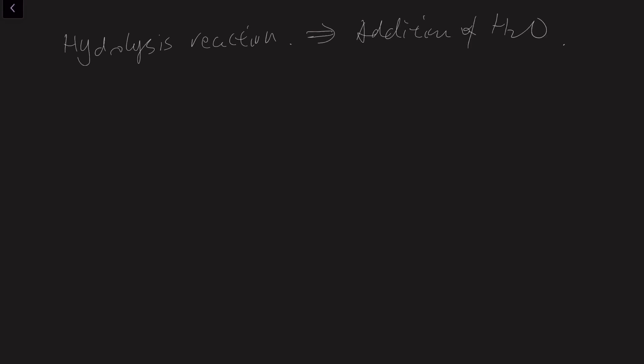The last type of reaction we are going to talk about is hydrolysis reaction. So condensation reaction is the elimination of water. Hydrolysis is the addition of water. So this is used to convert back from ester to carboxylic acid and alcohol. So essentially we are reversing the condensation reaction.